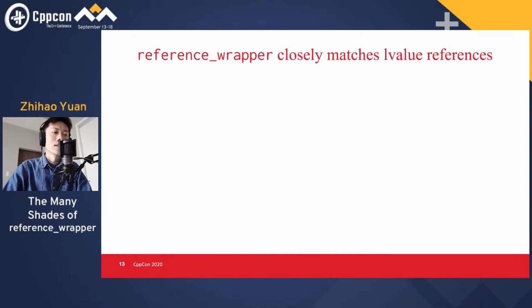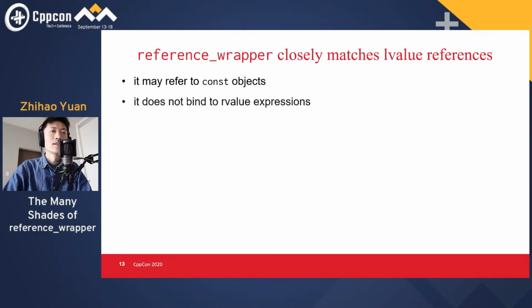Behavior. For example, reference_wrapper may refer to const objects, and it does not bind to rvalue expressions. Declaring a reference_wrapper<T> does not require T to be complete. This essentially means that T may be an incomplete type, but I will explain this more later. Let's start with the first bullet.